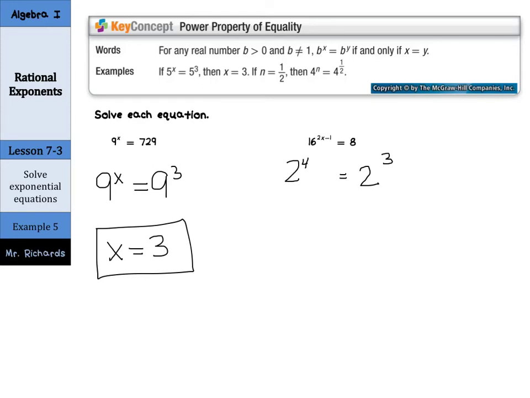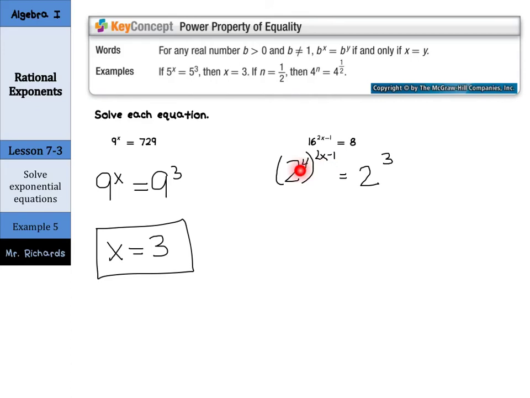Now, what I need to do is wrap this in parentheses and take that now to the 2x minus 1. So I have 16 being 2 to the fourth, and then the 2x minus 1 comes back down, and 8 is 2 to the third. And now I have the same base. But before I set anything more equal to each other, I need to simplify this.